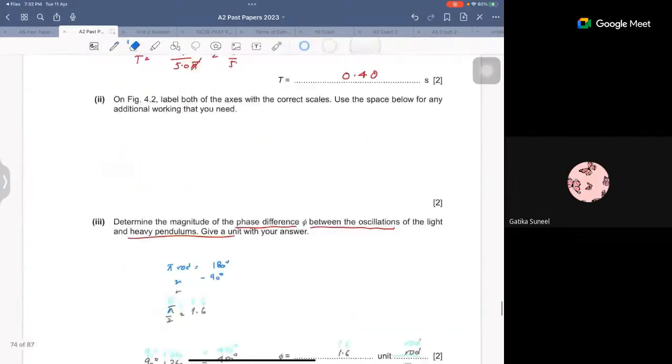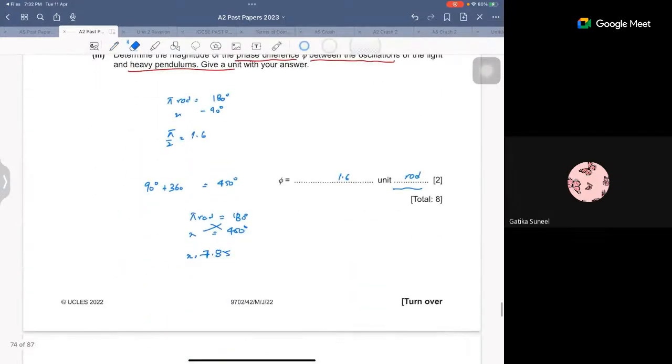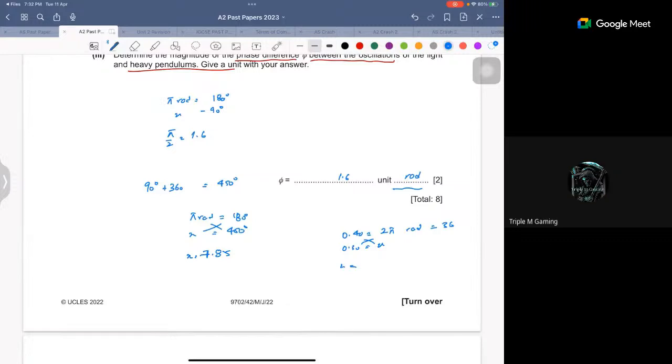So instead of this, write 0.40 is 2 pi radian because that's 360. So 0.30 will be x, cross multiply. Check the answer to that. Yes, sir, it's 4.7. That's just a way of looking at it, depending on where you start. Okay, Karthika, got it, sir.